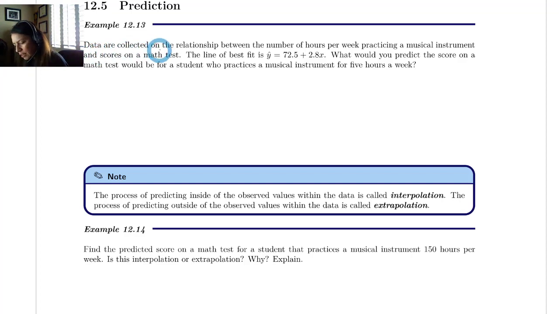So let's just go to the first example. It says data are collected on the relationship between the number of hours per week practicing a musical instrument and scores on a math test. So we're looking at a relationship between the number of hours a student practices a musical instrument and the scores on their math test. They found that the best fit line was y hat is equal to 72.5 plus 2.8x. What would you predict the score on a math test would be for a student who practices a musical instrument for 5 hours a week?